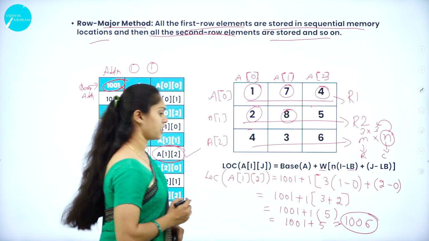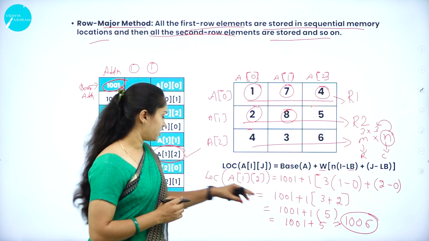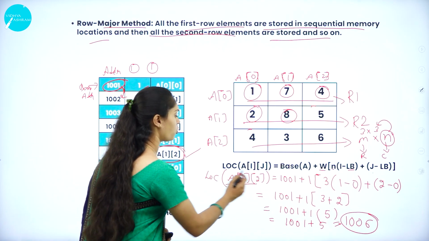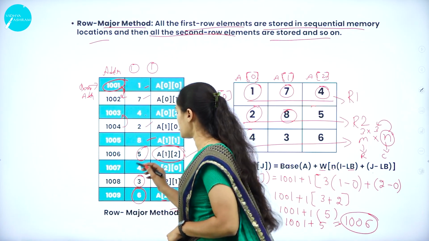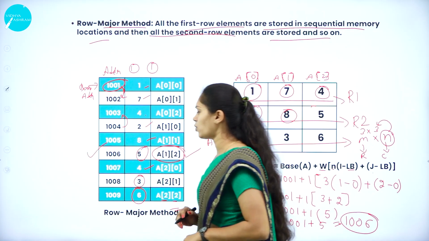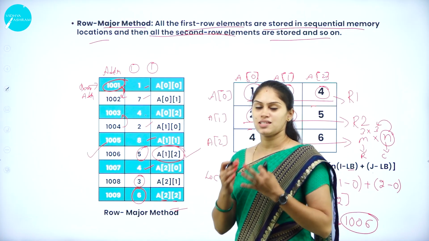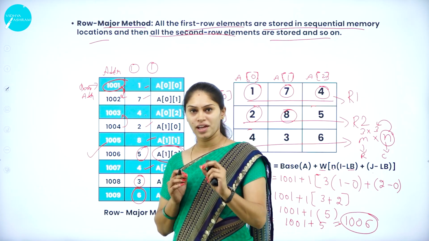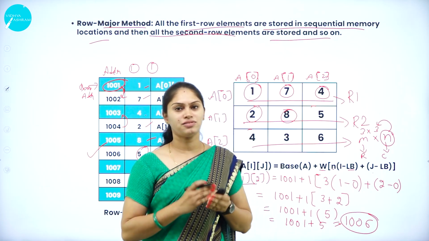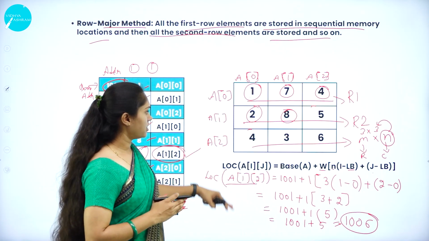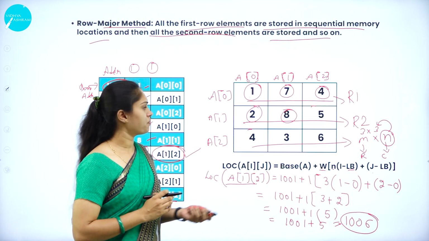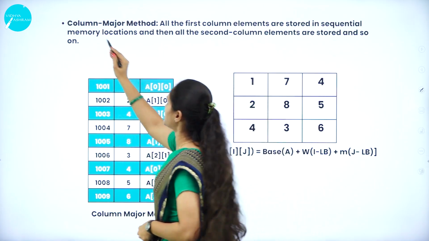So now, did we get the location of this value? A of 1, 2 is nothing but what is the address of that one? That is 1006. So this is how we are going to find the memory address of any of the elements. So this is about row major. So next we have the column major method.